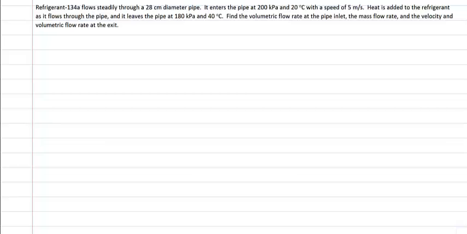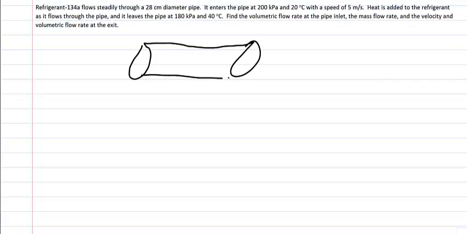This problem is intended to demonstrate the principle of conservation of mass. So in this particular problem, we have refrigerant 134A that's flowing through a pipe. We know the diameter of the pipe, so we begin with our usual illustration. Let's just say that this is our piece of pipe, and let's identify points 1 and 2 as the inlet and exit from this particular pipe.